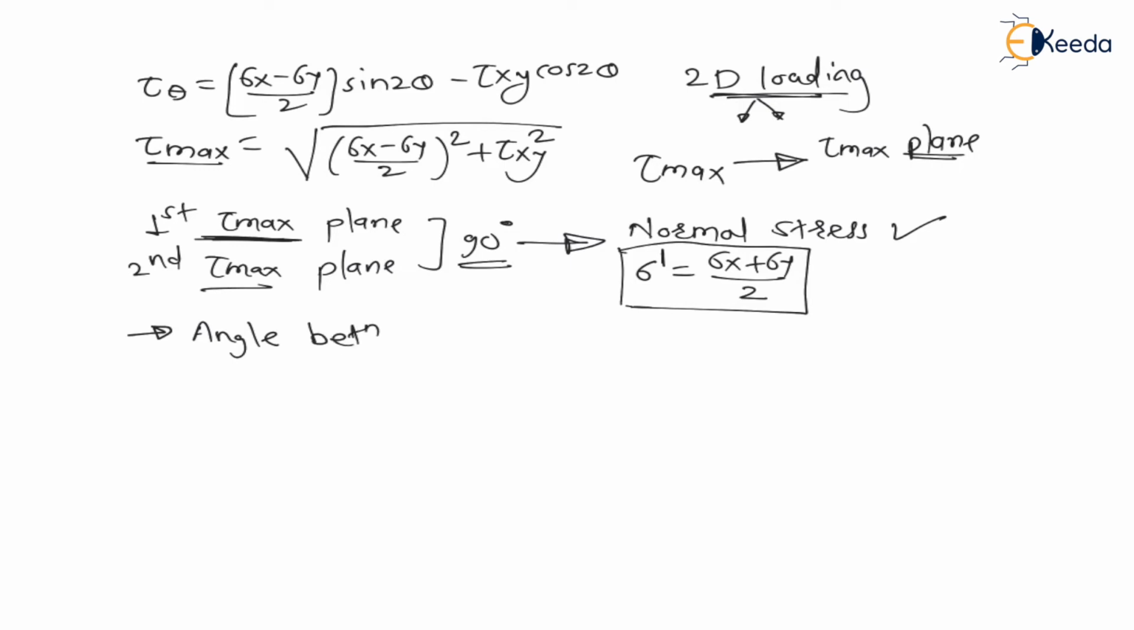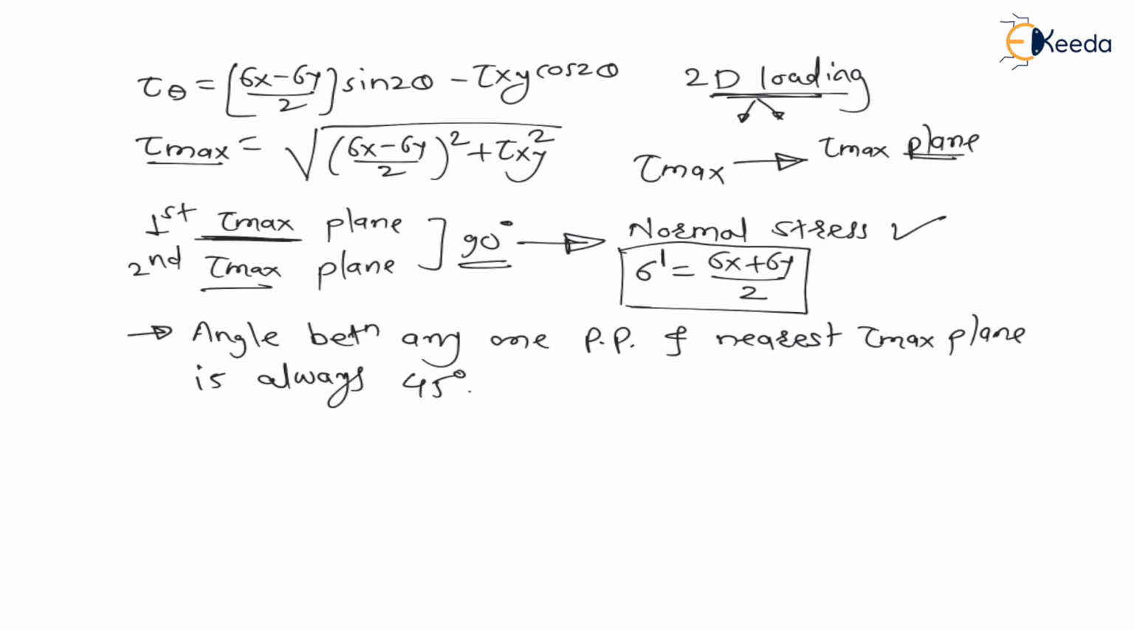The angle between any one principal plane and the nearest tau max plane is always 45 degrees. In previous lectures, in some numericals, we took special cases, that is 1D loading and pure shear. In both special cases, we proved this: the angle between any one principal plane and the nearest tau max plane is always 45 degrees.